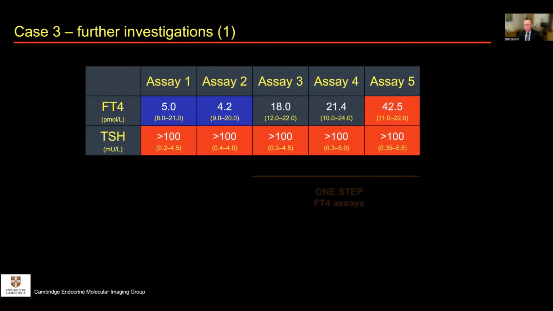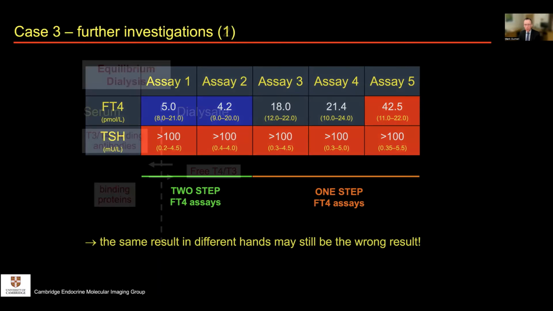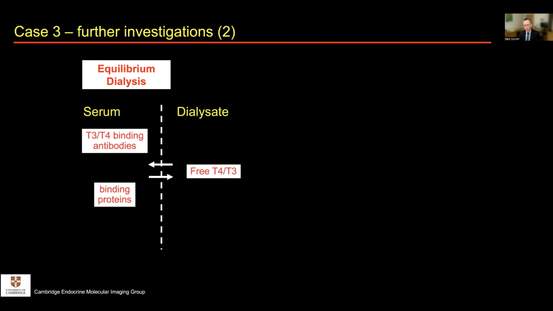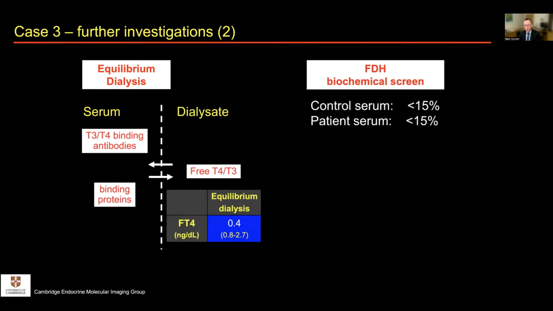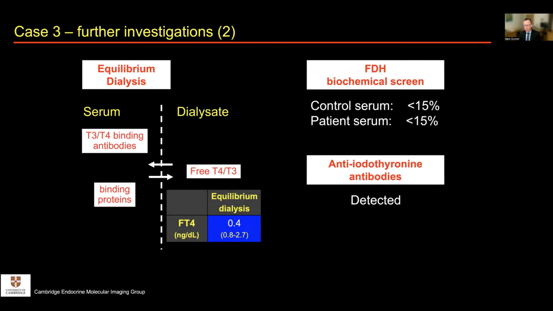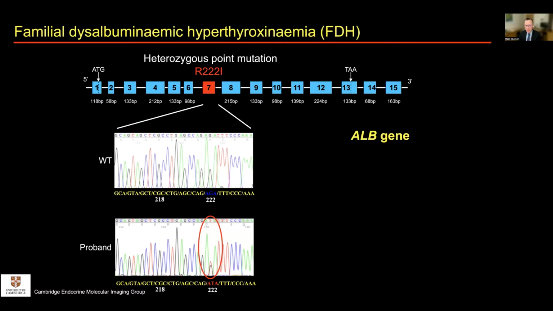In fact, in this particular patient, all the erroneous results for the free T4 were based on 1-step assays, and the correct results came from 2-step assays. So it's worth bearing in mind that the same result in different hands could still be the wrong result. And just for completion, we performed dialysis, which showed that this patient had a genuinely low free T4 level. This was not due to variation in albumin or familial dysalbuminemic hyperthyroxinemia, but instead was due to the presence of anti-iodothyronine antibodies. So the patient had primary autoimmune hypothyroidism with free T4 assay interference.